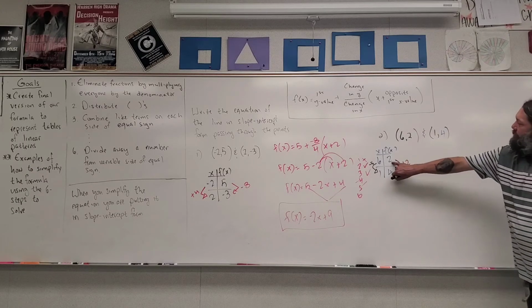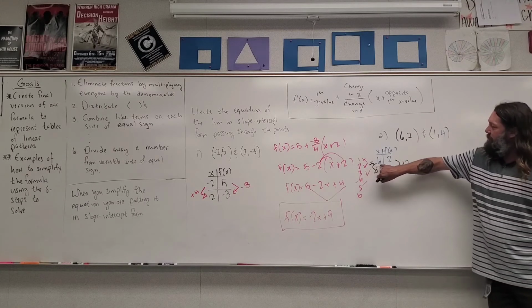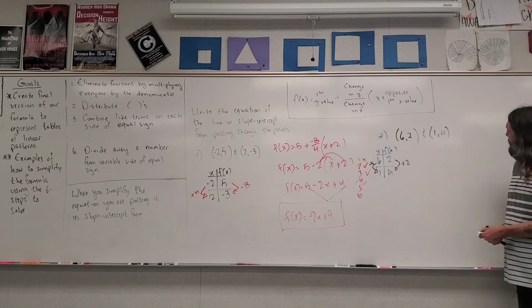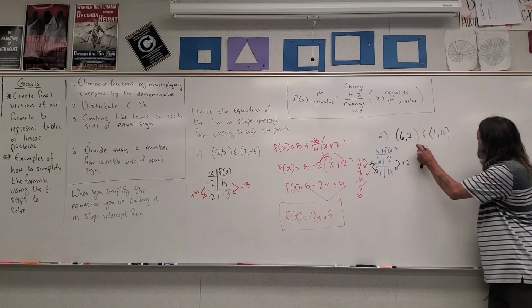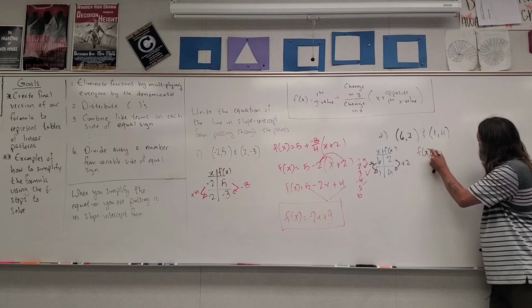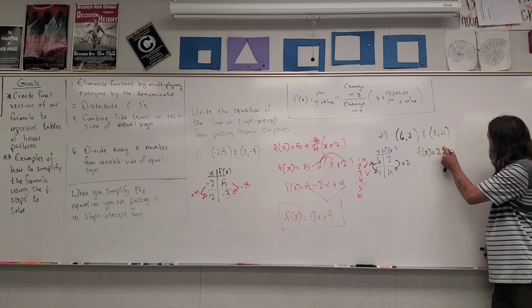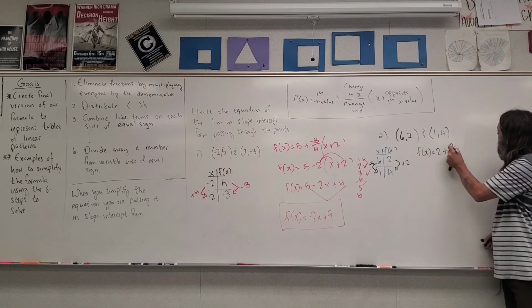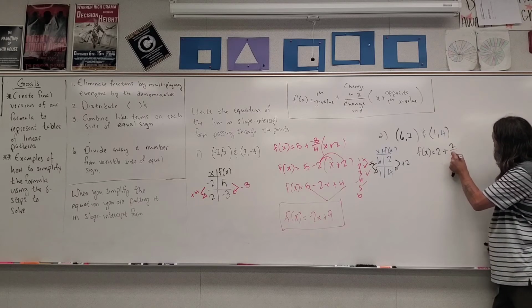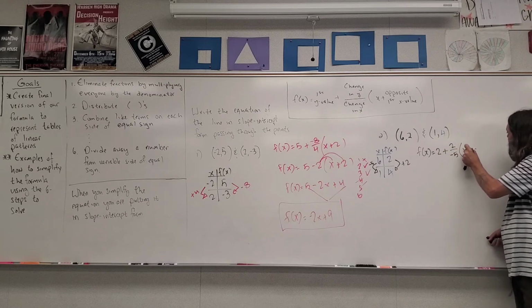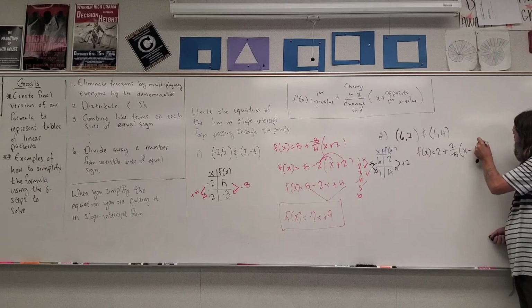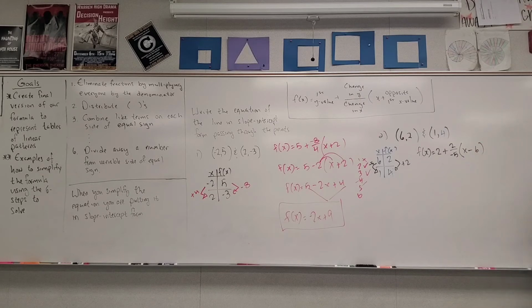Okay, so now we can plug in our numbers. I got my first y, my change in y, my change in x, and my first x. So we can have the following equation. f of x equals my first y value, which is 2, plus my change in y over my change in x, parentheses, x plus the opposite of my first x, which is -6. So I'm going to now write my 6 steps. 1, 2, 3, 4, 5, 6.